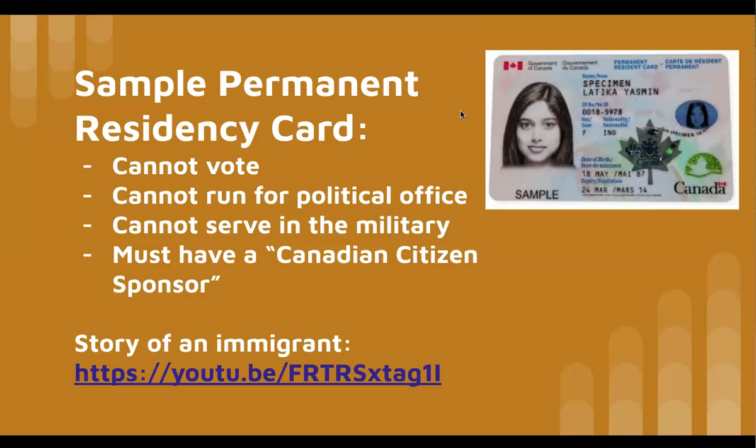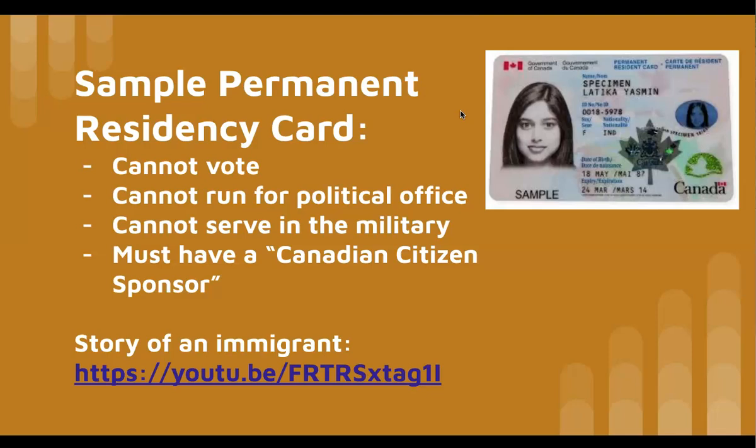So once somebody has been granted permanent residency, they will receive a permanent residency card. This is not a passport. A passport is only given to Canadian citizens. And there are some limitations to being a permanent resident in Canada. Permanent residents have all of the rights and freedoms as a Canadian citizen, except these 4 things.